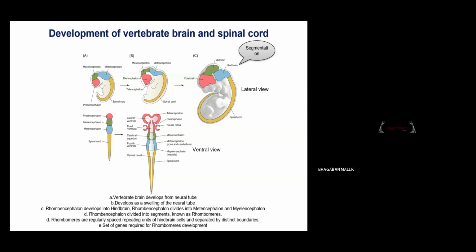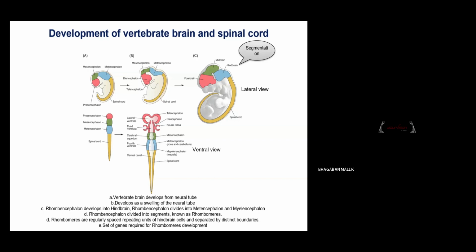So the brain develops as a swelling from the neural tube, and you have three vesicle-like structures present in the earlier stage of the development. You have the prosencephalon, which is denoted in red or pink, I think red color. And you have the green color, the mesencephalon, the midbrain, and you have the metencephalon. So they develop as three different vesicle-like structures.